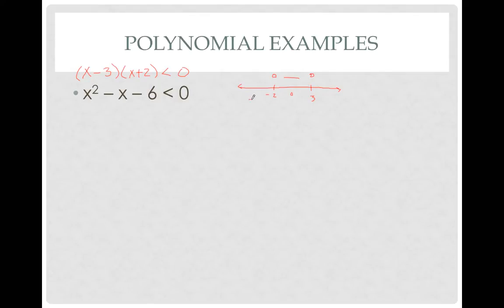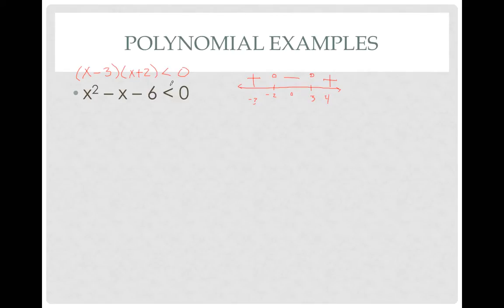-2's here, so let's just look at -3 because it's on the left. Negative minus negative, or minus, that's going to be negative. -3 plus 2, or sorry, that's negative. -3 plus 2 is negative. So we get negative times negative is positive. And if I just test a 4 here, 4 minus 3 is 1. 4 plus 2 is 6. Those are both positive, so the product is positive.